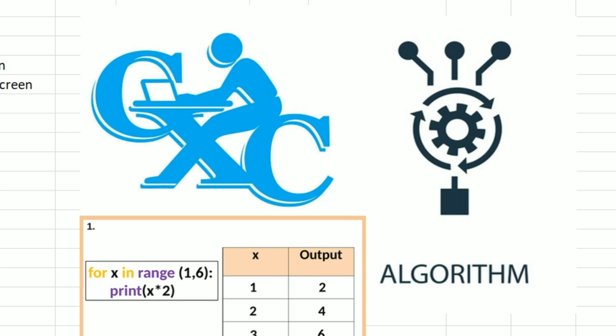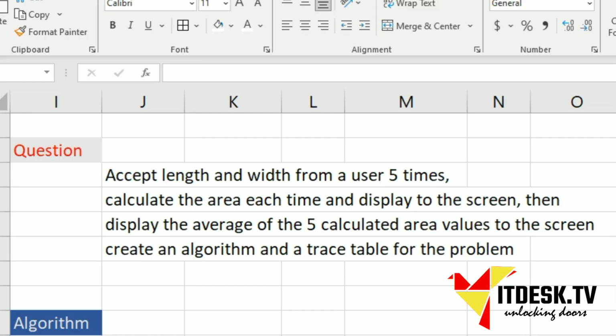Now today we're going to be talking about algorithms and trace tables. Now the question came in: accept length and width from a user 5 times. Calculate the area each time and display to the screen. Then display the average of the 5 calculated area values to the screen. Create an algorithm and a trace table for the problem.